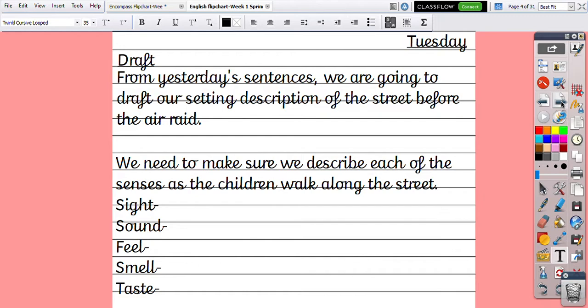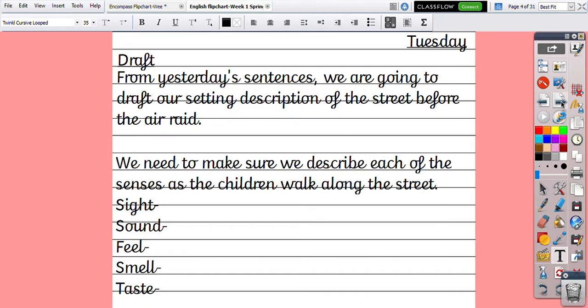So today, for today's lesson, we are drafting. From yesterday's sentences, as I said, we are going to draft our setting description of the street, remembering before the air raid. So that's just a reminder. We don't want to describe any destruction just yet. It's before the air raid. So the lovely, clean, pristine street. We need to make sure when we are describing that we can stretch enough and we don't have limited sentences.